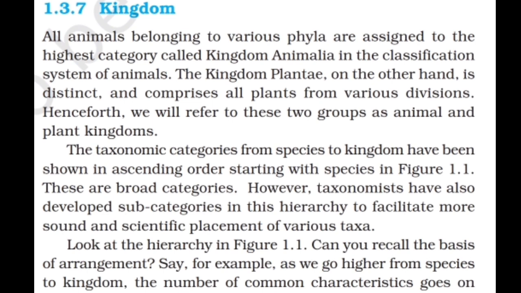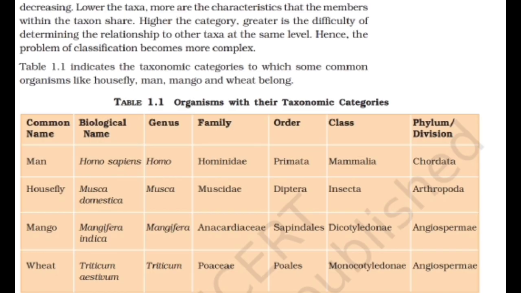Look at the hierarchy in figure 1.1. Can you recall the basis of arrangement? Say, for example, as we go higher from species to kingdom, the number of common characteristics goes on decreasing. Lower the taxa, more are the characteristics that the members within the taxon share. Higher the category, greater is the difficulty of determining the relationship to other taxa at the same level. Hence, the problem of classification becomes more complex.